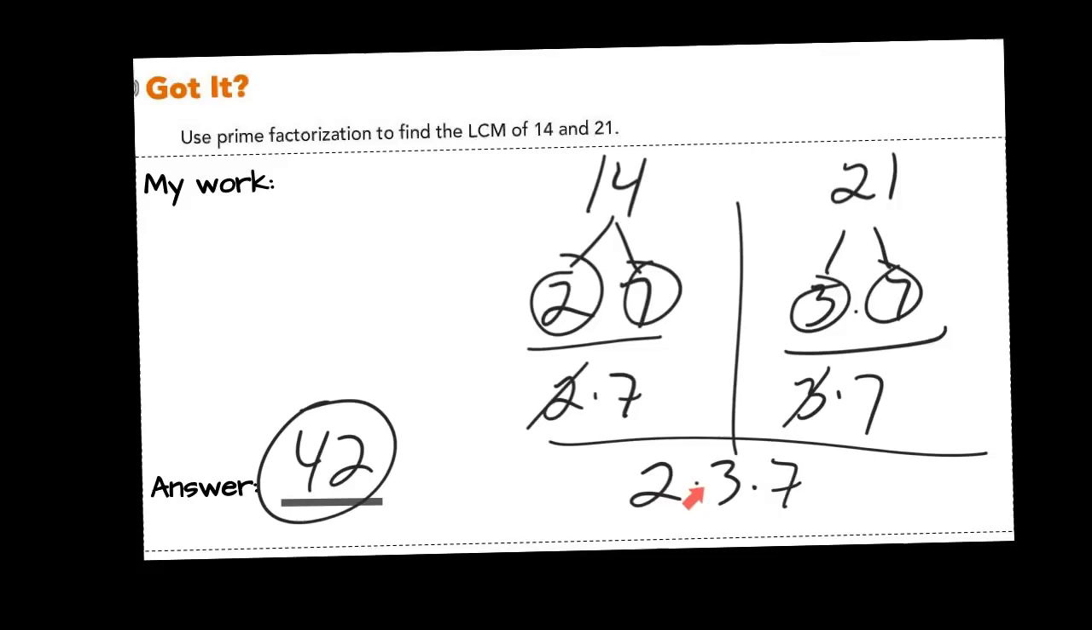2 times, and then there's a 3 over here, nothing over here, so I'll just use the 3. Times, and then there's a 7 that's common, but remember, if it appears on both lists, I'm still only going to use it once. Times 7, and 2 times 3 times 7 is 42.